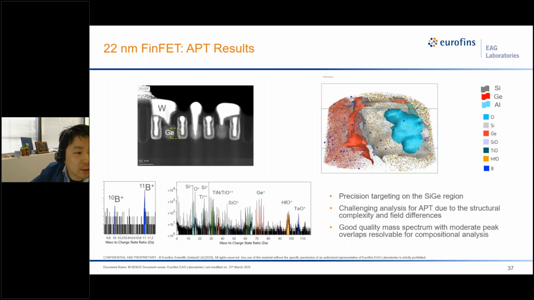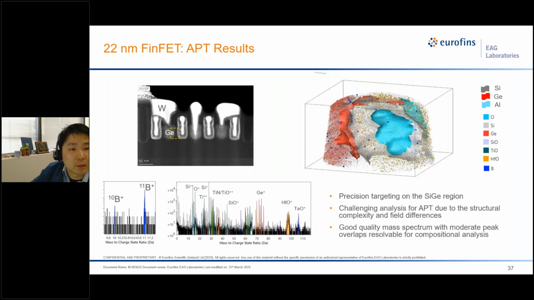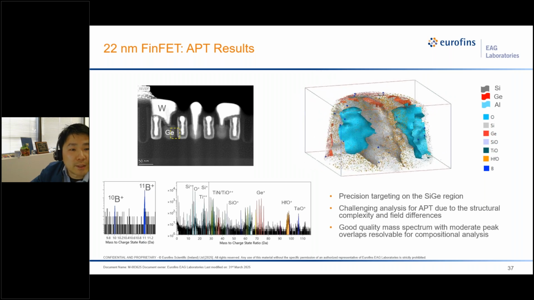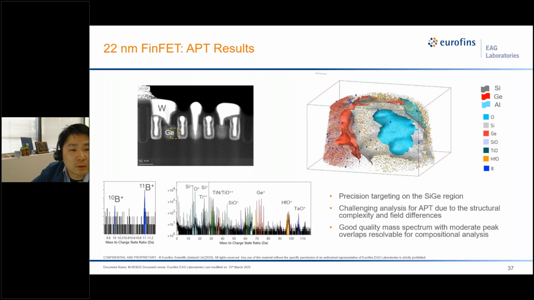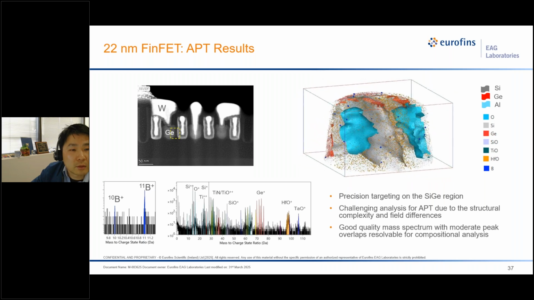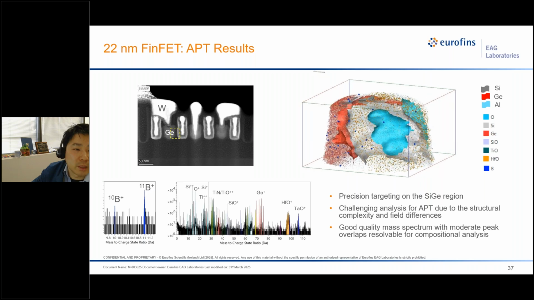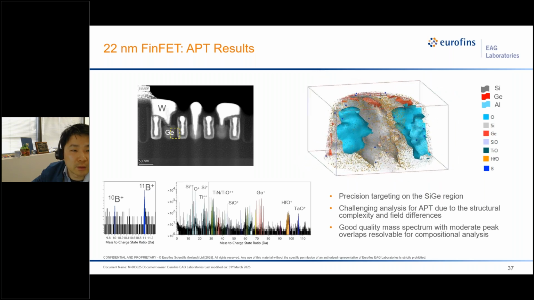Oh, let me go back. And this should be a movie. Let me turn this one on. So this will be the fin. Oh, I can't stop it. Sorry. Okay, I can't pause the beam, but I can pause the rotation.